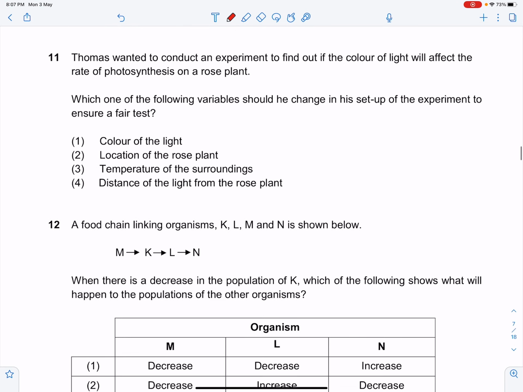Moving on to question 11. Thomas wanted to conduct an experiment to find out if the color of light will affect the rate of photosynthesis on a rose plant. So which of the variables should he change in the setup of the experiment to ensure a fair test?